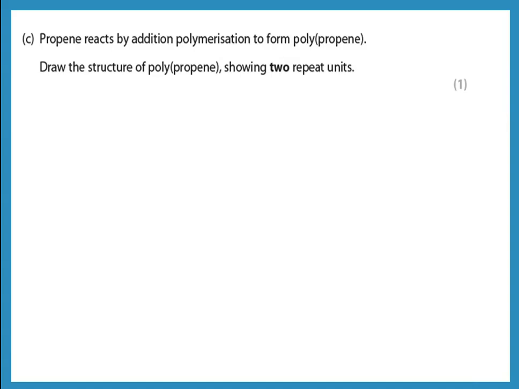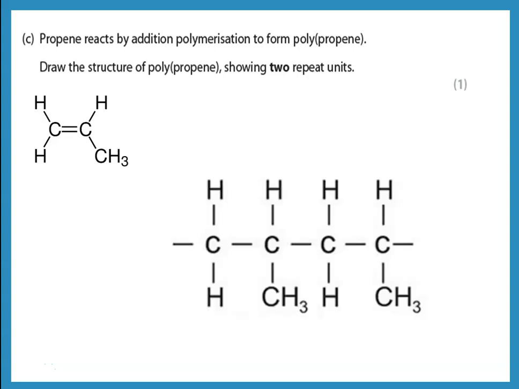Okay, here he's saying propene reacts by addition polymerization to form polypropene. Draw the structure of polypropene showing 2 repeat units. Usually to draw the polymer, it's a good idea to keep in mind what the monomer looks like. So this is actually propene. Now to draw its polymer, we said remove the double bond, make it into a single bond, put a bond before it and a bond after it. So this would be the polymer. And please remember, if he wants 2 repeat units, you should give him that.